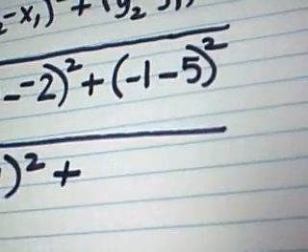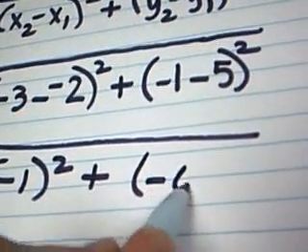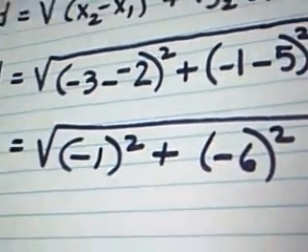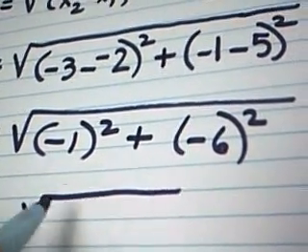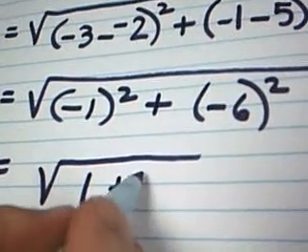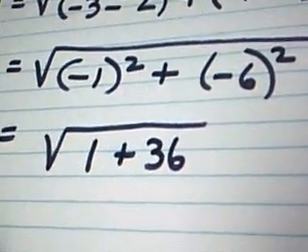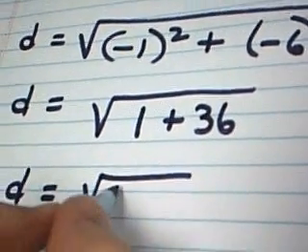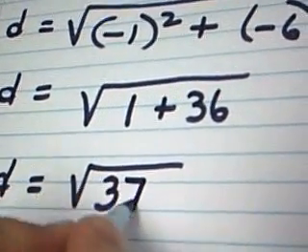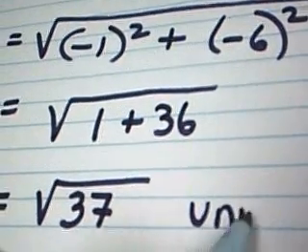Plus negative 6 quantity squared. Square root of 1 plus 36. So my exact answer is that the distance between these 2 points is the square root of 37 units.